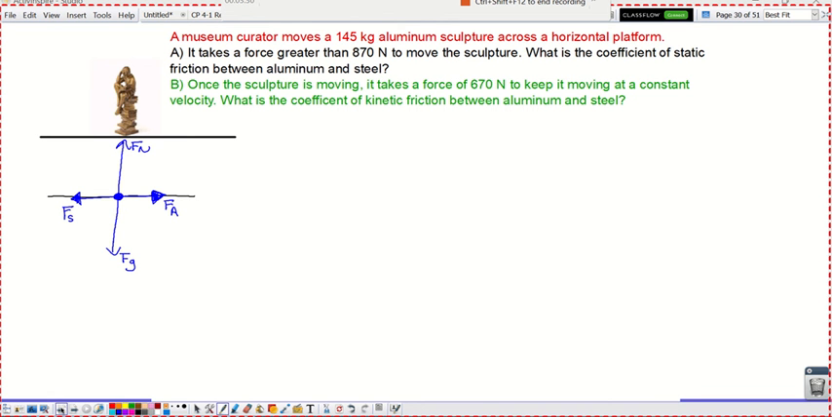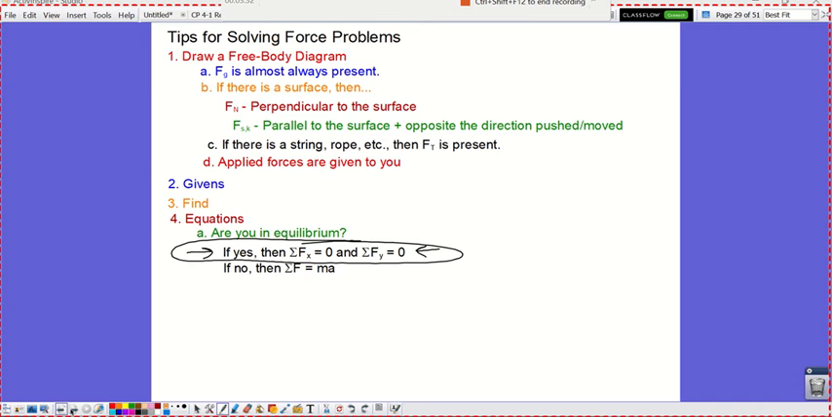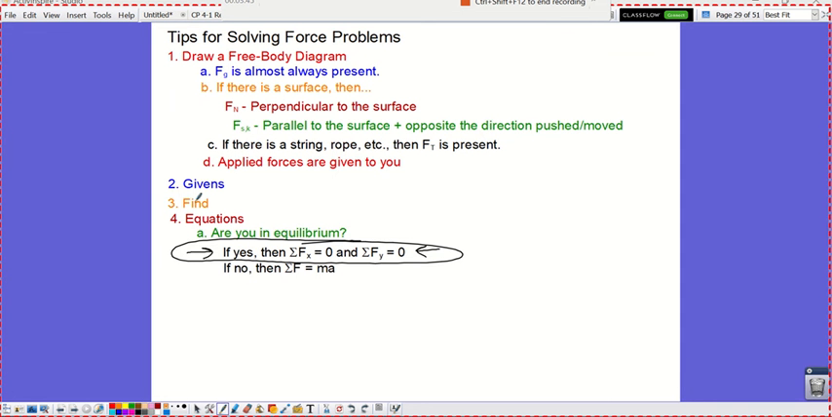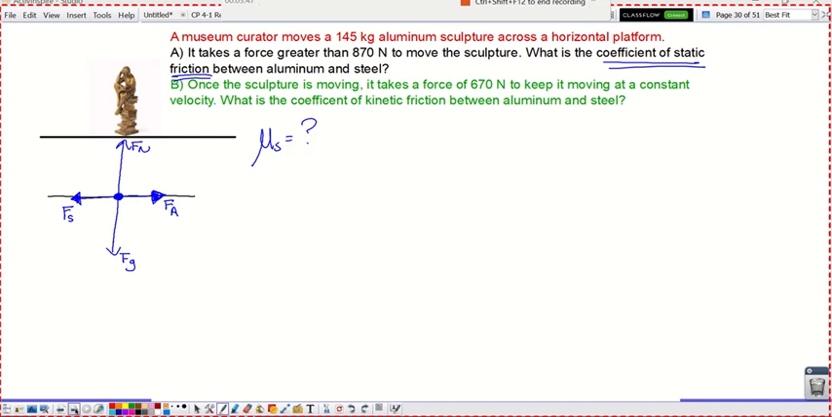So after we have our free body diagram, I want to write down what we're trying to find. What is the coefficient of static friction? That is mu S. And we forgot a step. We drew the picture, but we didn't write down our givens yet.